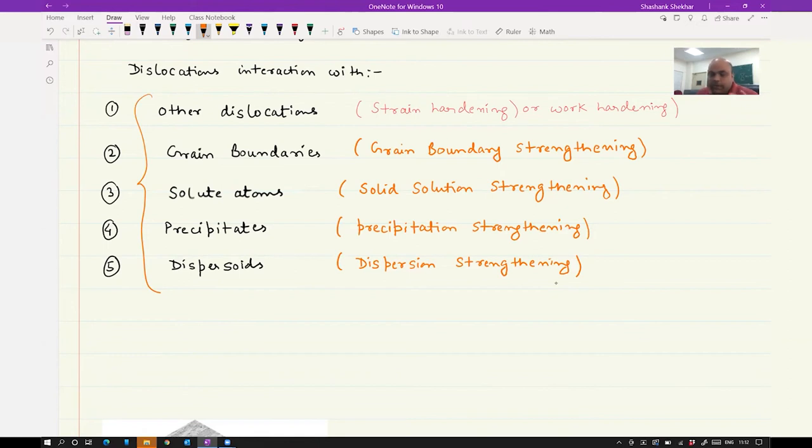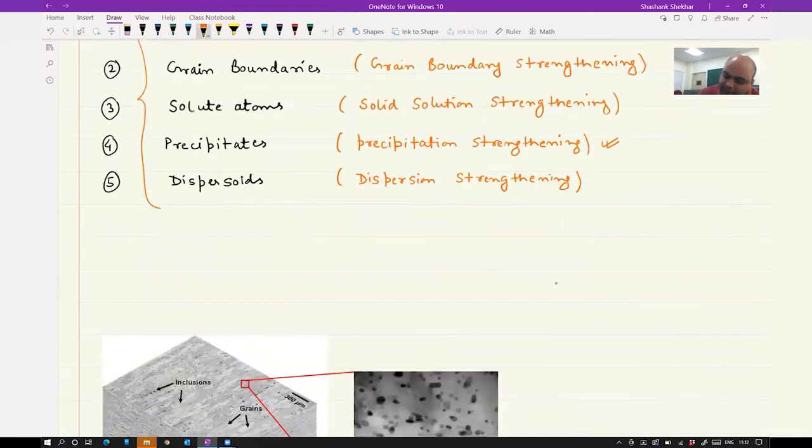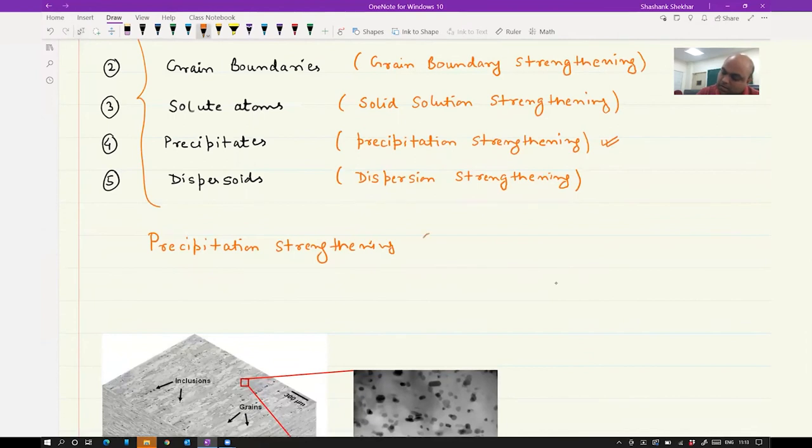Okay. So now we are going to talk about all of these one by one. But today I am going to start talking about precipitation strengthening. So let's talk about precipitation strengthening first. Precipitation strengthening is sometimes also called age hardening. And I will tell you why this name is given as age hardening, especially for aluminum alloys. So we are going to discuss this.